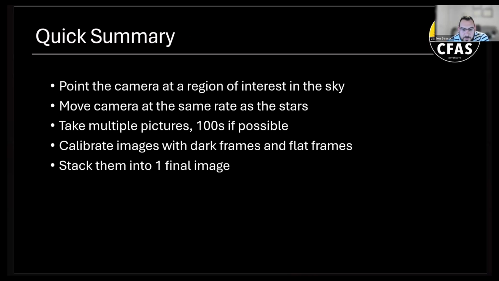So a quick summary of why you do astrophotography and how you do it, and this is making it sound super easy, right? You point your camera at a region of interest in the sky. You make sure that your camera is moving at the same rate as the stars. You take lots of pictures, hundreds of pictures. You calibrate these pictures with dark frames and flat frames, and then you stack them and you get one final pretty picture. So again, it's making it sound really easy, but in essence, that's what you have to do, right? There are more steps involved, obviously, in each one of these points, and that's what we are going to discuss tonight.